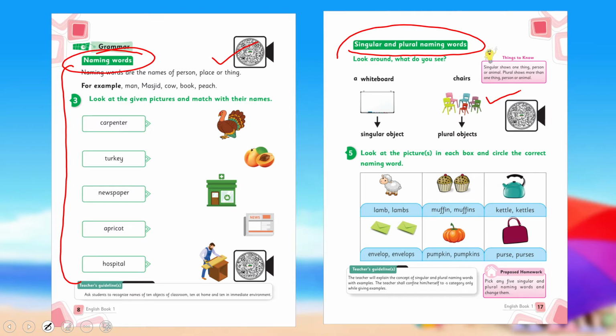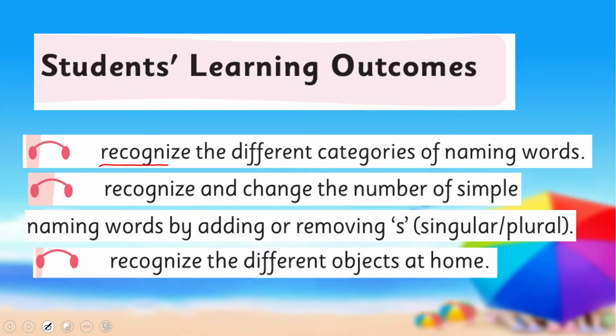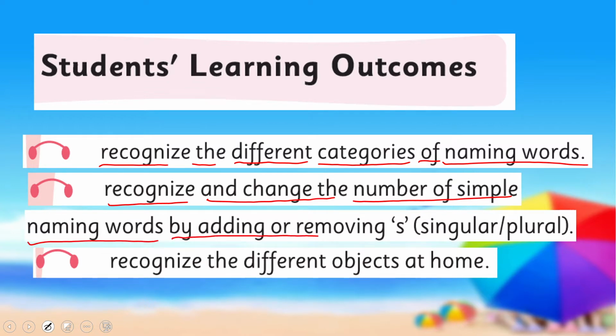And we are going to learn further to recognize the different categories of naming words, recognize and change the number of simple naming words by adding or removing s, singular, plural, and recognize the different objects at home. These are our today's SLOs.